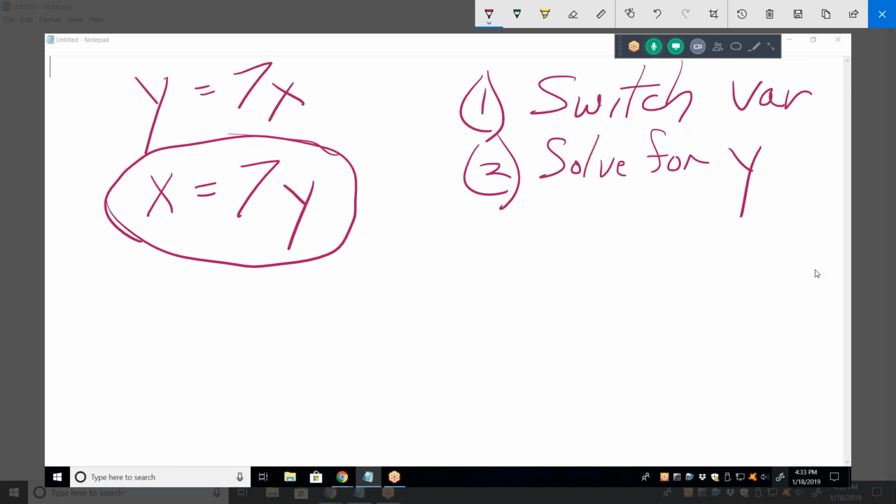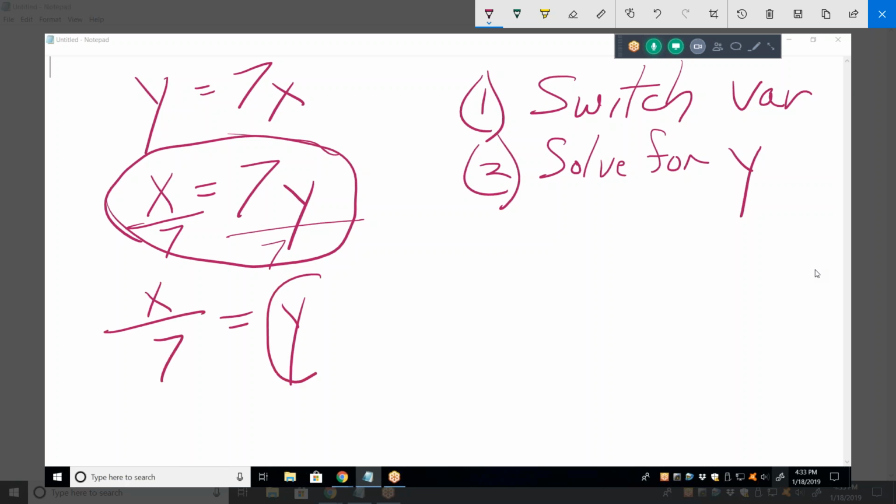No. What's with y? Okay, how do we get rid of the 7? Divide both sides of the equation by 7. That's what you're doing. And that gives you y equals x over 7.